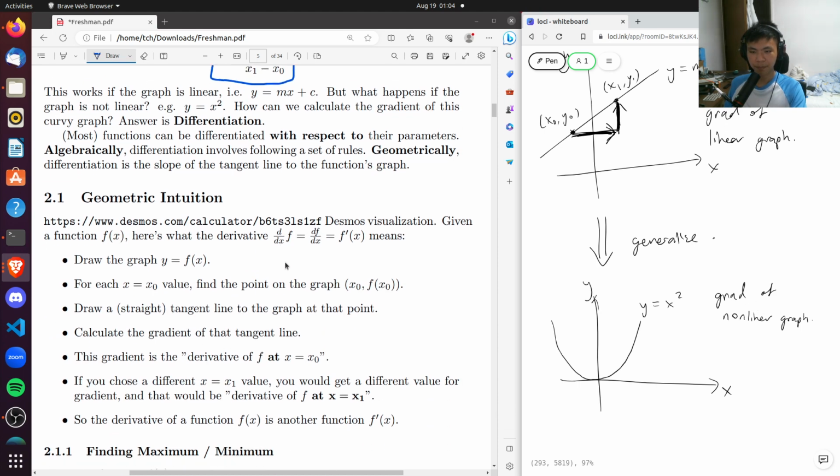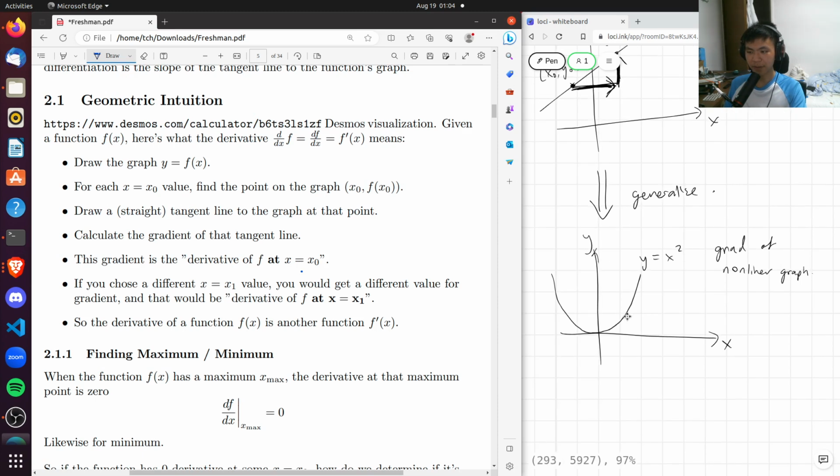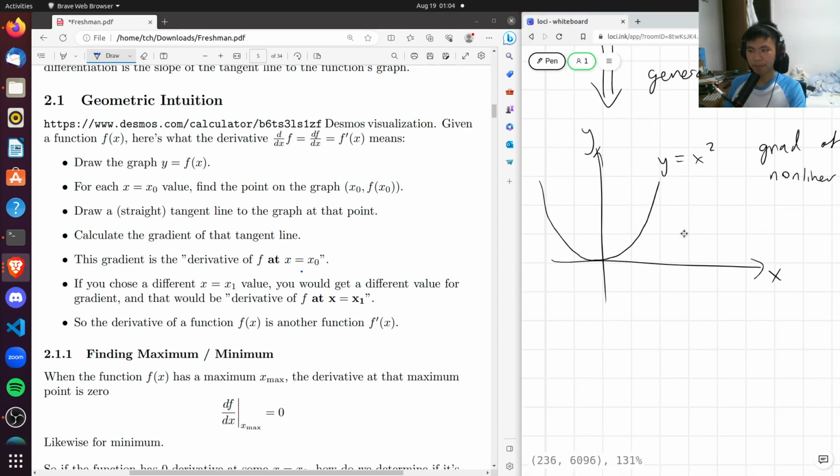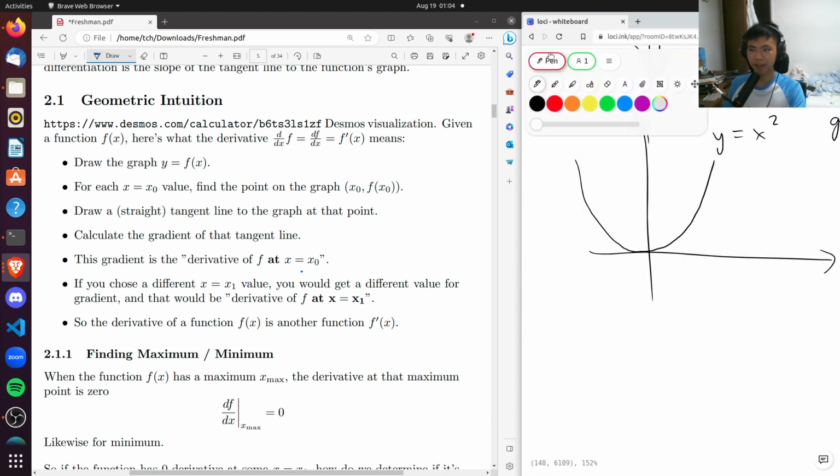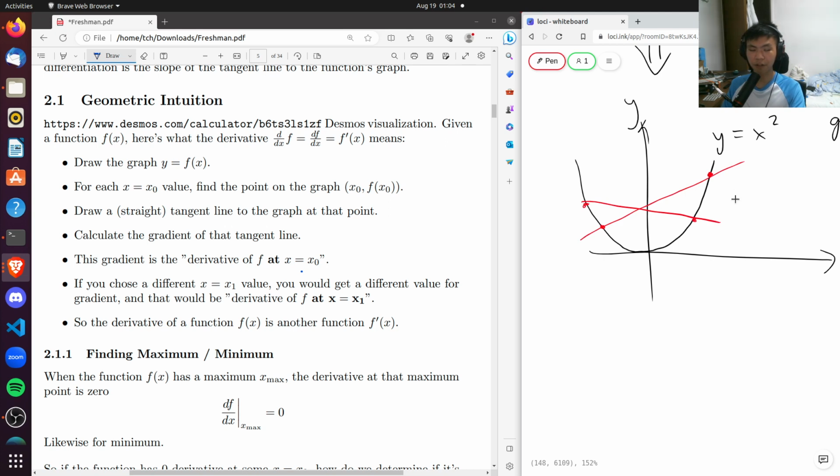And it turns out a natural way to define the gradient of a non-linear graph is to draw a tangent line. So keep in mind that this graph is non-linear, meaning that if I try to do the previous procedure on it by picking 2 points, it'll be problematic, because the 2 points that I pick on the graph can give me different results if I choose different values. If I pick another 2 points, it can give me different results for the gradient. So the previous notion of gradient completely doesn't work for curved graphs. And so the generalized notion of gradient is to draw a tangent line.